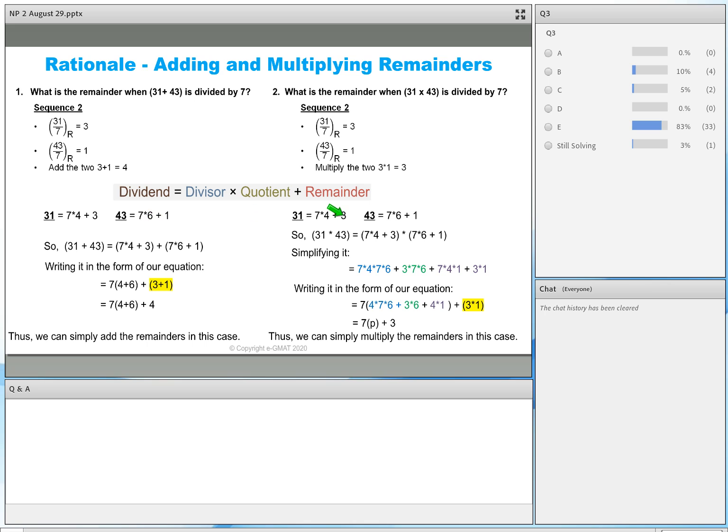Individual remainders were 3 and 1. When you multiply 31 times 43, you just multiply their right hand sides, these also. It simplifies to 7 times something, I'm just calling it P, plus 3 times 1, which were the individual remainders. And you have the remainder as 3. It's so powerful, believe me. If you use this, you'll see the time taken to solve questions will go down by a huge amount.